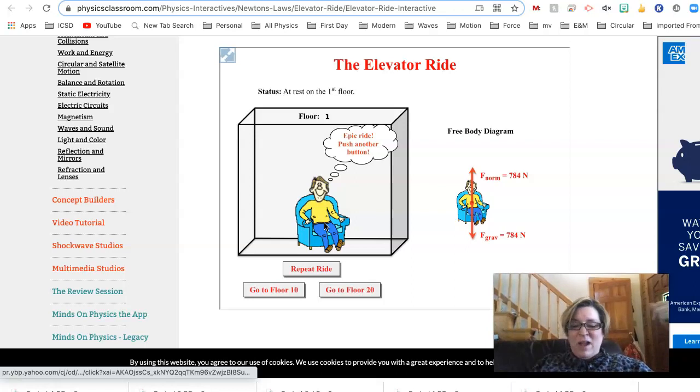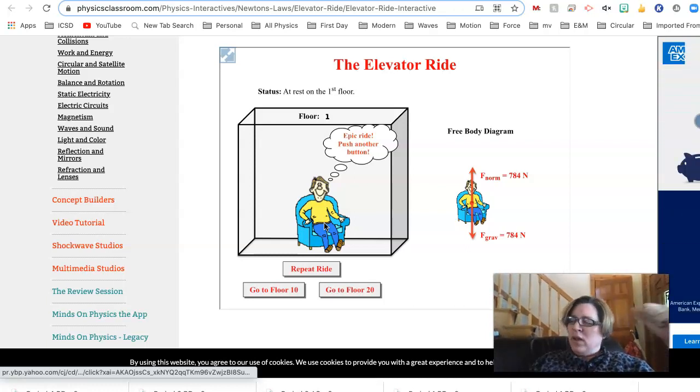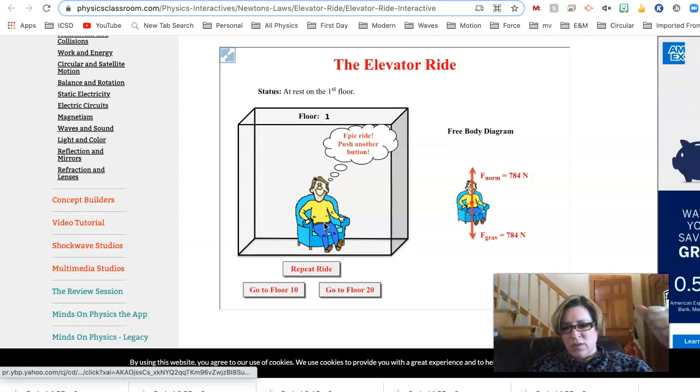Now, normally in this lab, I would have you really sit back and imagine the feelings that you have when you're in an elevator, right? There are times you feel heavier than normal. There's times you feel lighter than normal. There's times you feel normal.